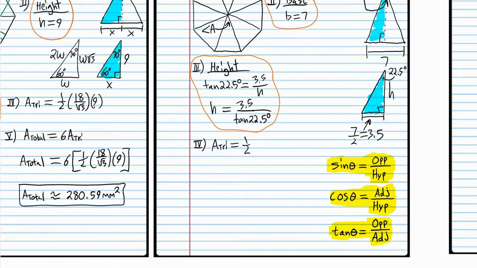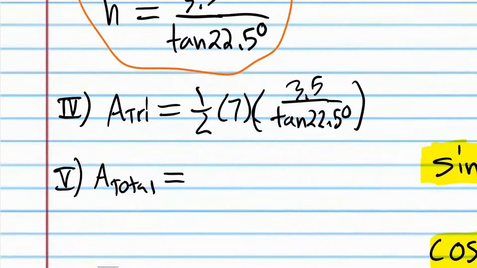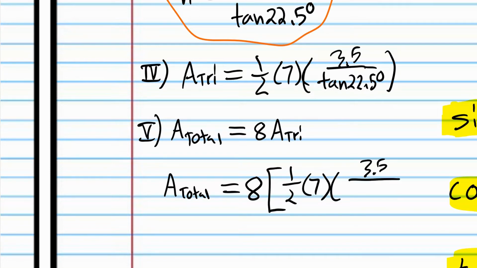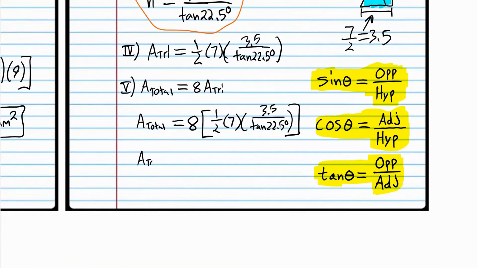So now we have the height, and step 4, we're going to find the area of the triangle, which is equal to 1/2 times the base times the height. And step 5, we need to find the total area, which is equal to, this is an octagon, right? So it's going to be 8 times the area of each one of those triangles. So 8 times 1/2 times 7 times 3.5 over tangent 22.5 degrees. And then we just enter that into the calculator.